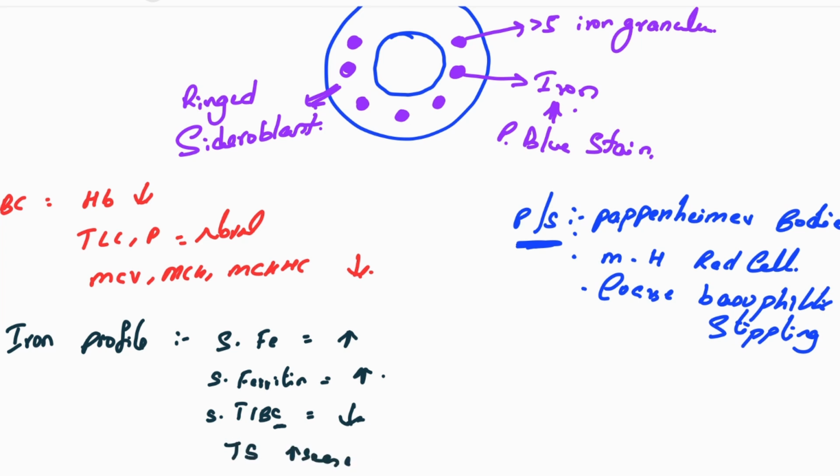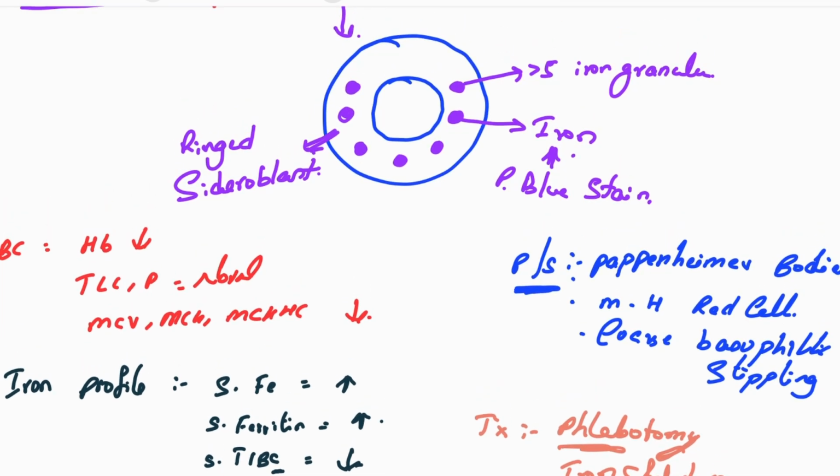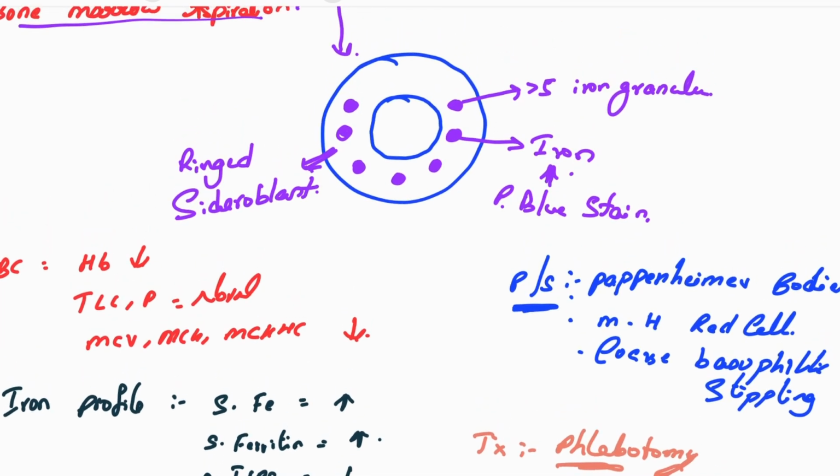So what is the treatment that you are going to give to your patient? It is phlebotomy or any iron chelators. Phlebotomy means you will advise him for blood removal for 2 months, or you will give iron chelators to break the iron. So this is the treatment that you should give to a patient who is coming to you with sideroblastic anemia. So these are the points that you must remember about sideroblastic anemia.